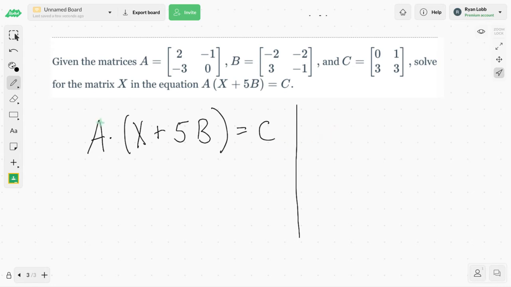One way is to distribute. So I could distribute A. Now you got to be careful. You're distributing from the left side, which means you got to maintain the relationship that A is on the left. So when you distribute, A stays on the left.